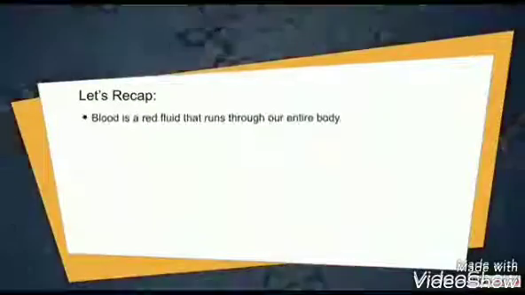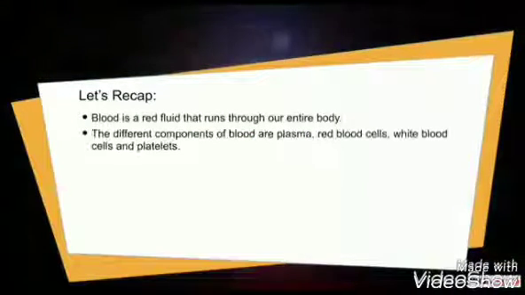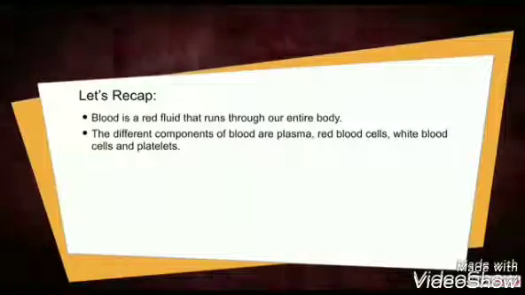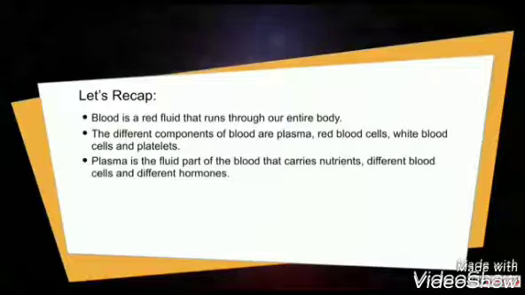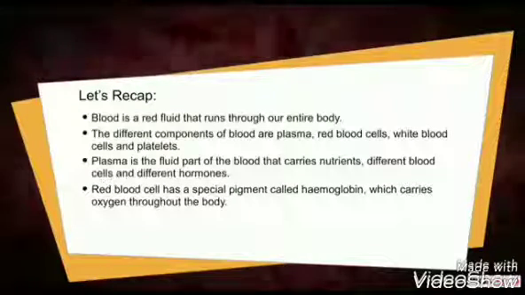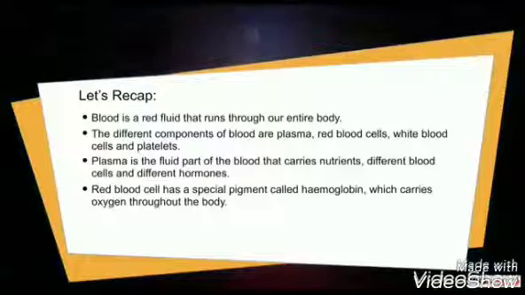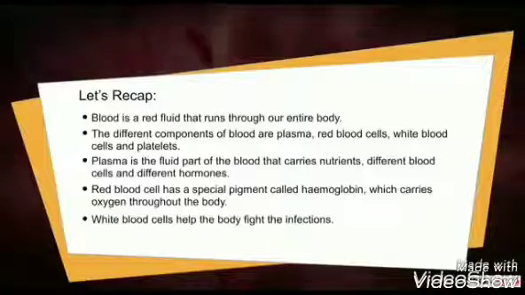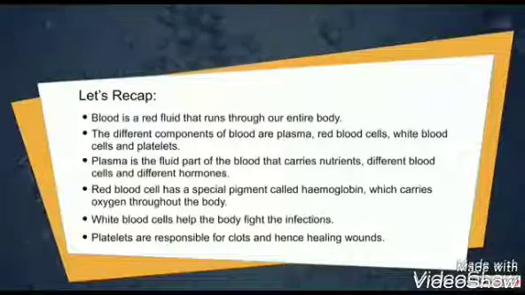Let's recap. Blood is a red fluid that runs through our entire body. The different components of blood are plasma, red blood cell, white blood cell, and platelets. Plasma is the fluid part of the blood that carries nutrients, different blood cells, and different hormones. Red blood cell has a special pigment called hemoglobin, which carries oxygen throughout the body. White blood cells protect the body from any kind of infection. Platelets are responsible for stopping the bleeding.